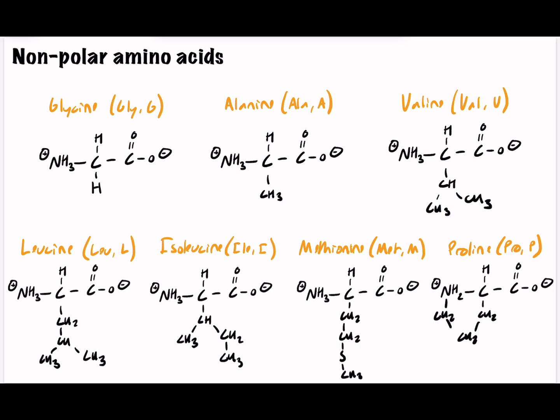These 7 amino acids are your nonpolar amino acids. What's important to know about these ones is just that they like to be in hydrophobic environments. They don't like to be near solution or have solution accessible to them.